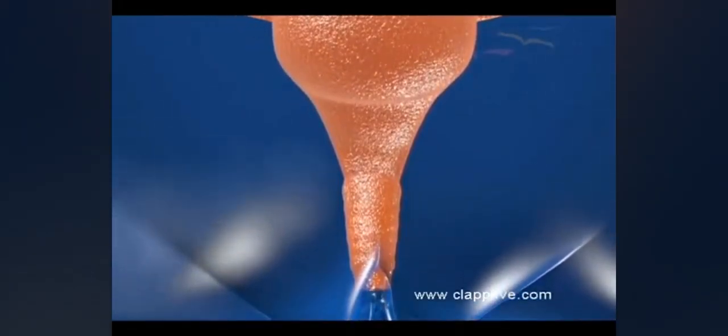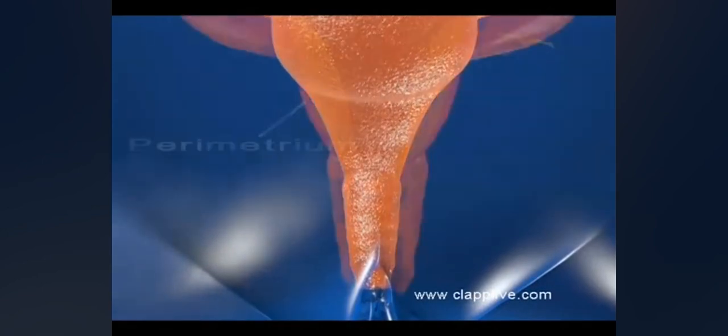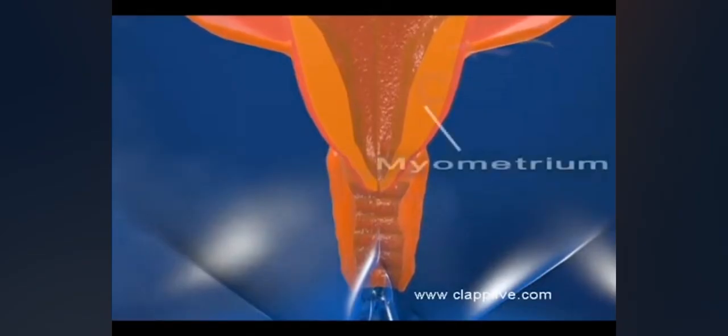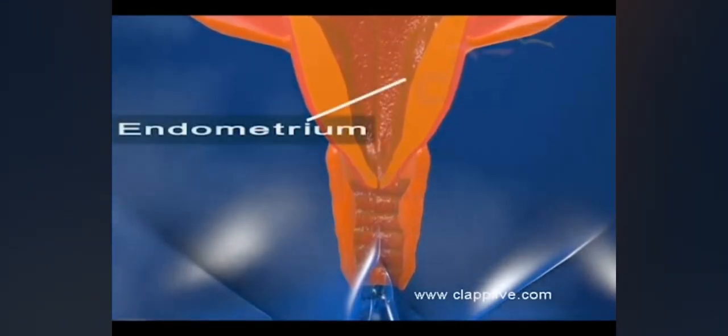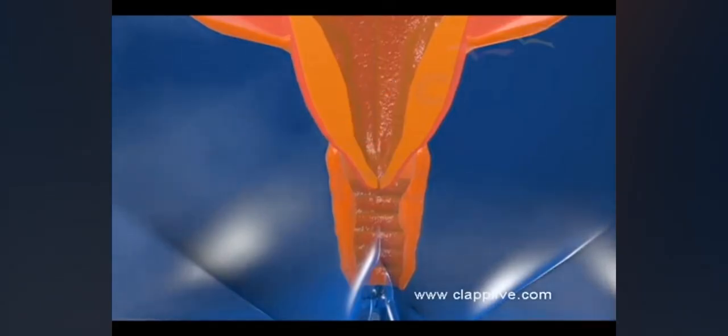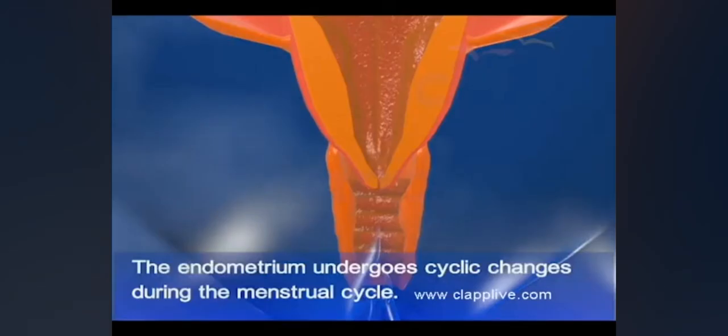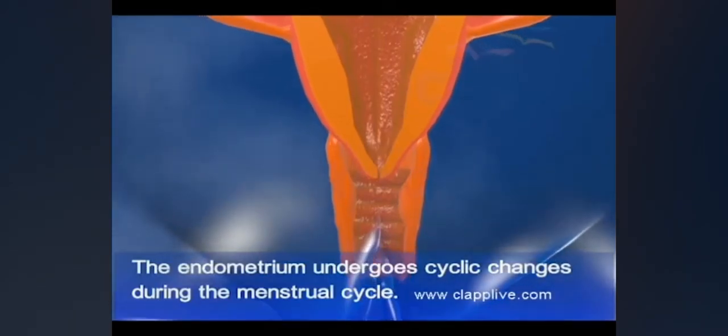The uterus has a thick wall made of 3 tissues: an outer peritoneal covering called perimetrium, a middle layer of smooth muscles, myometrium, and an inner glandular layer, endometrium. The myometrium is involved in uterine contractions. The endometrium undergoes cyclic changes during the menstrual cycle.